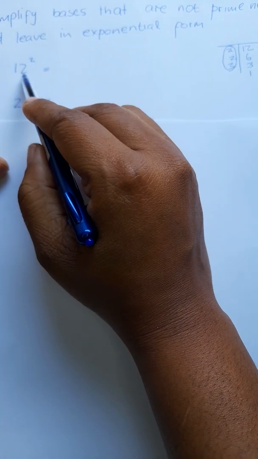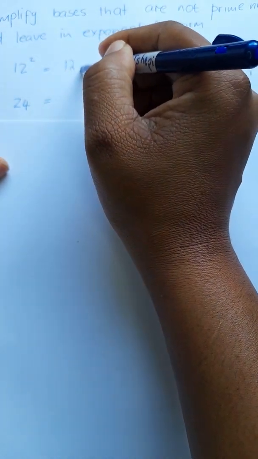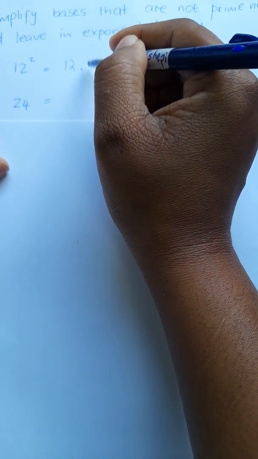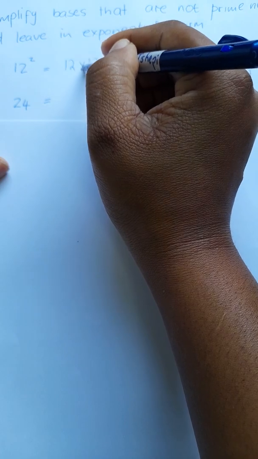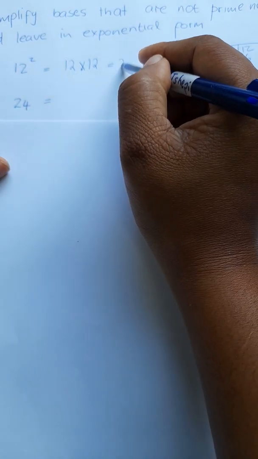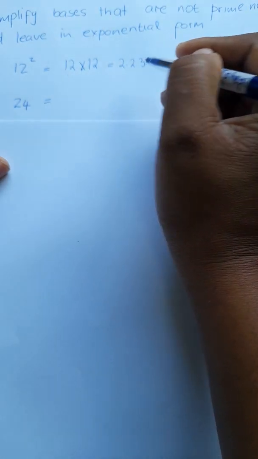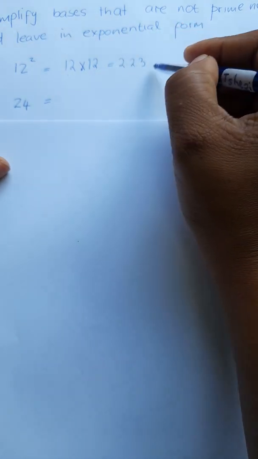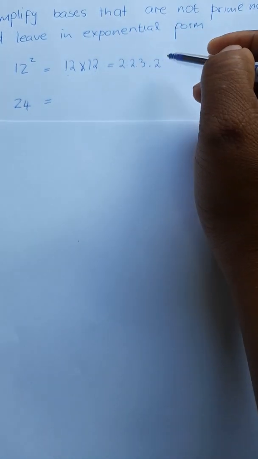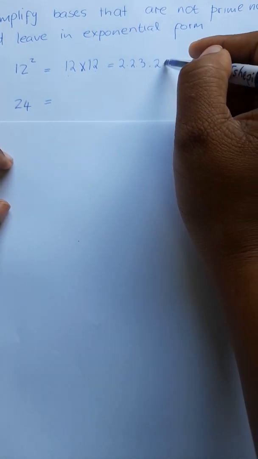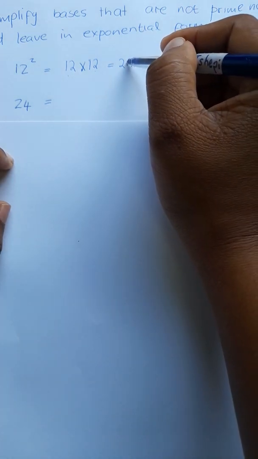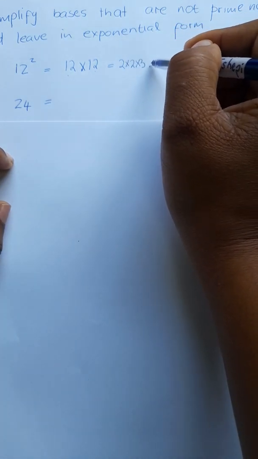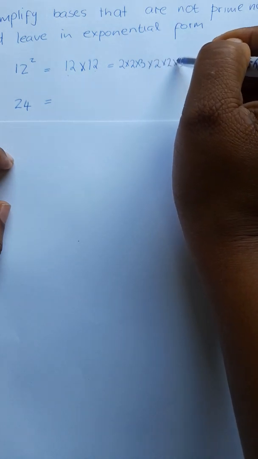Now we have 12 to the power 2, which means we have 12 multiplied by 12. And we know that 12 is 2, 2, 3. So we're going to have 2, 2, 3, and then this other 12 is going to be another 2, 2, 3. Instead of a dot you can use multiply if you want to. Dot means multiply, don't be confused.